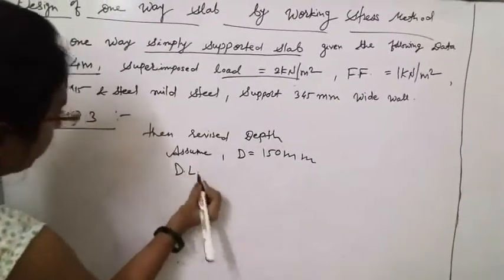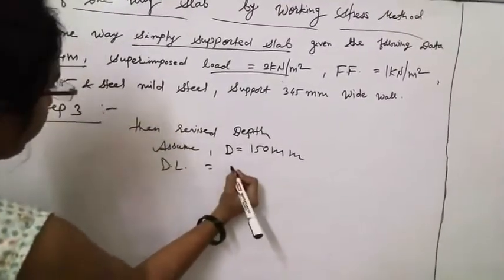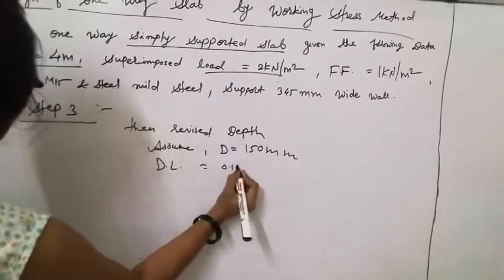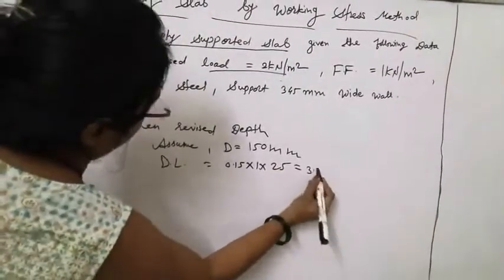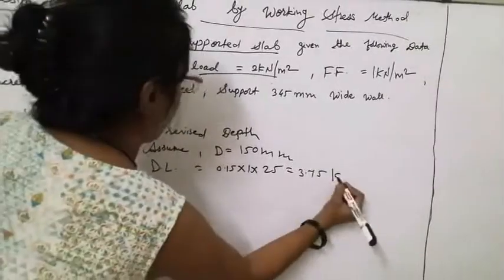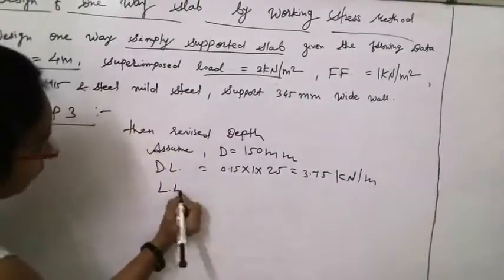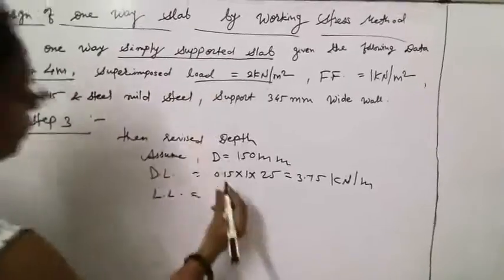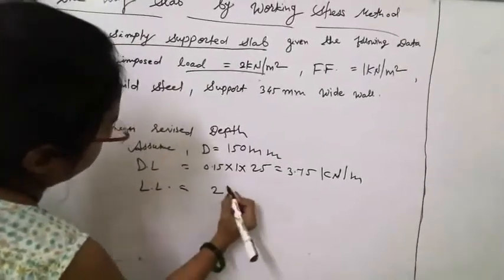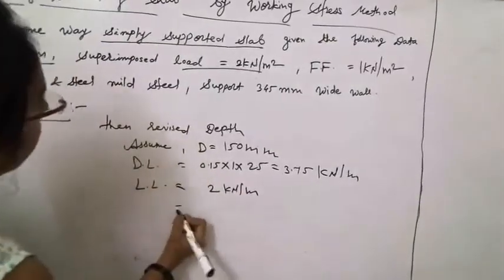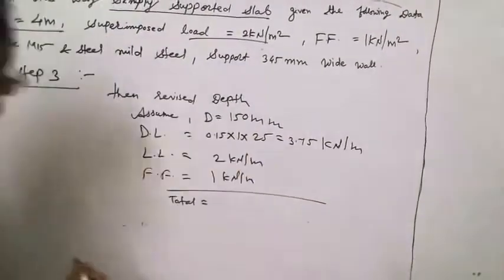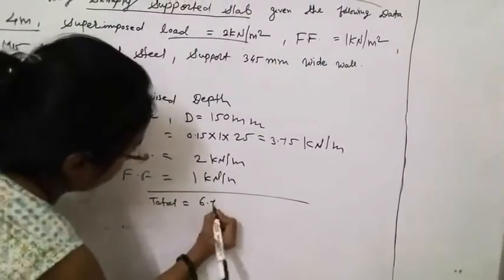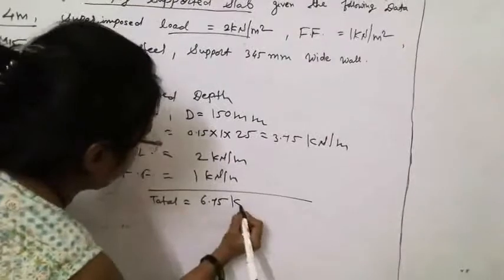Therefore, find out the dead load. Dead load is equal to area into density of concrete. Area is 0.15 into 1, into density of concrete which is 25, giving 3.75 kilonewton per meter. Live load is equal to 2 and floor finish is 1. Add these values, you will get the total load equal to 6.75 kilonewton per meter.